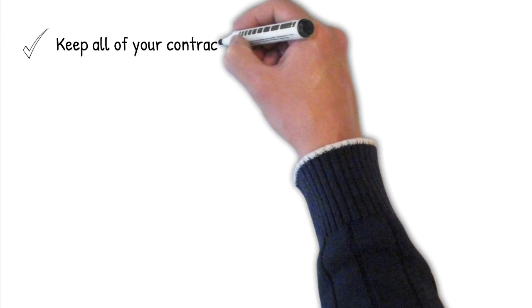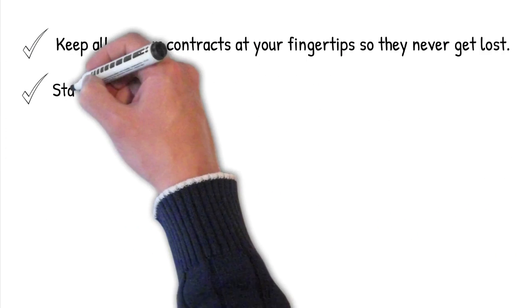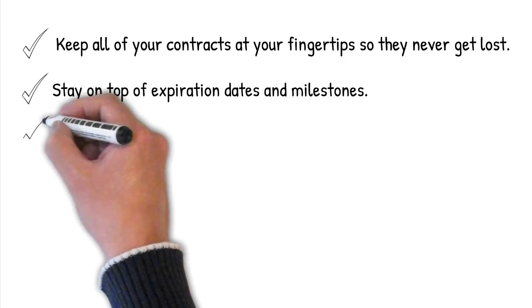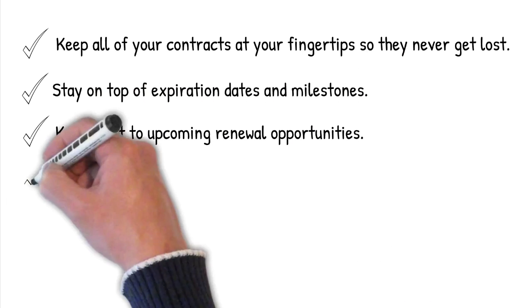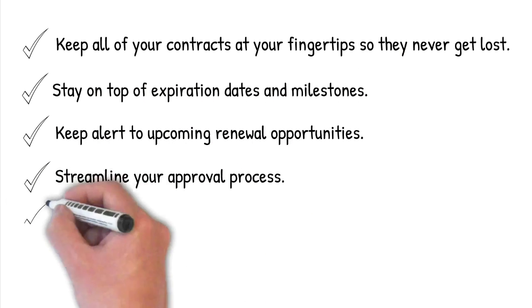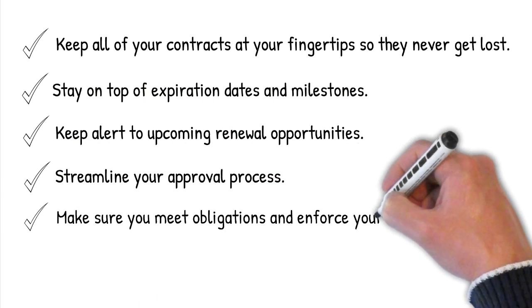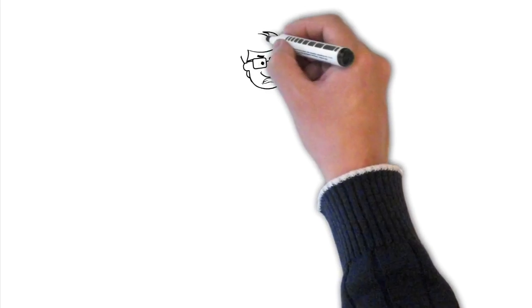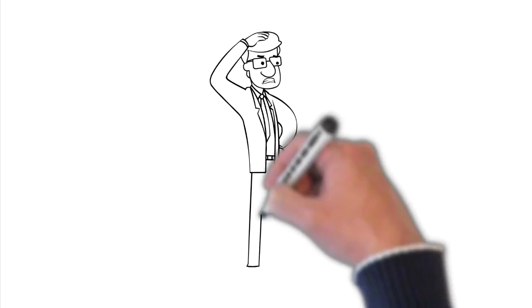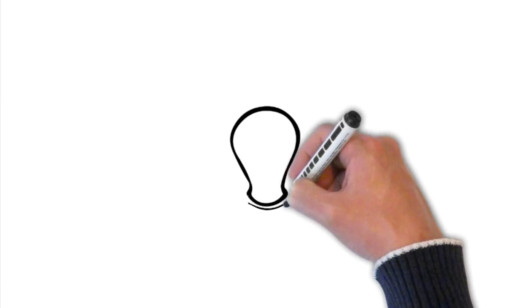But how do you do it? How do you keep all of your contracts just one click away? Stay on top of expiration dates and milestones. Keep alert to renewal opportunities. Streamline your approval process. Always meet your contractual obligations and enforce your rights. And how do you build a system customized for your exact needs? And how do you do it if you're not an expert contract manager yourself? Fortunately, we have an answer.